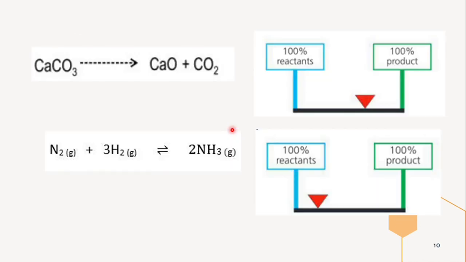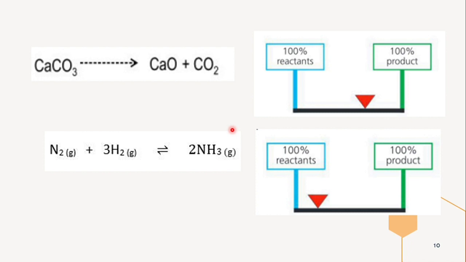Now here we are having this example, that is calcium carbonate giving calcium oxide plus carbon dioxide, or the other example we are having is nitrogen plus hydrogen giving us ammonia. Okay, so in this example we can understand nitrogen and hydrogen combining to form ammonia. The forward reaction here is exothermic in nature. If I am increasing the temperature, it will favor the reverse reaction, which is endothermic.